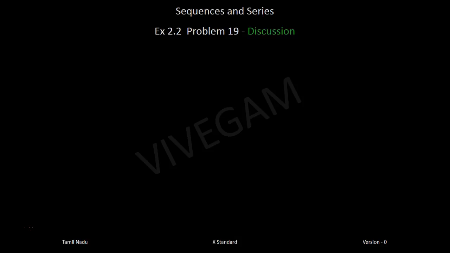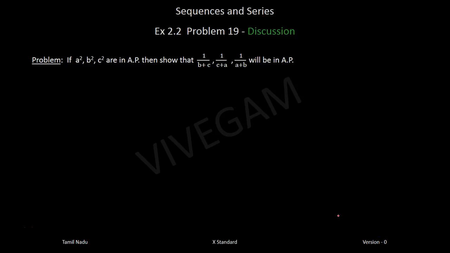Okay, exercise 2.2 problem 19. Let's read the problem. If a square, b square, c square are in AP, then show that 1 by b plus c, 1 by c plus a and 1 by a plus b will be in AP. Very similar problem, but only thing is that it becomes a little more complicated. Anyway, we will start marking it.